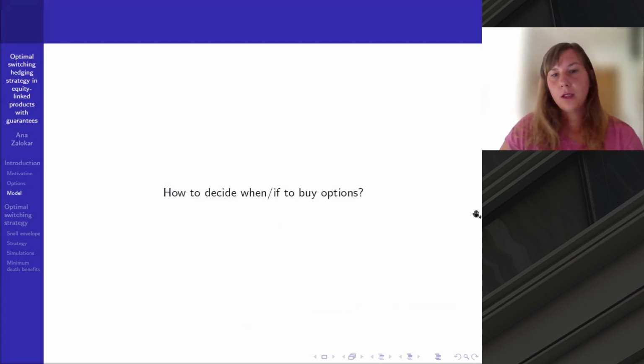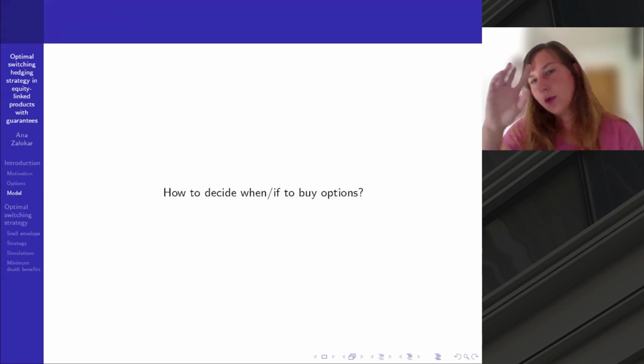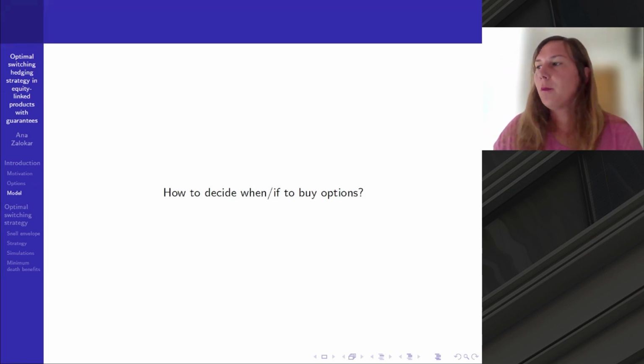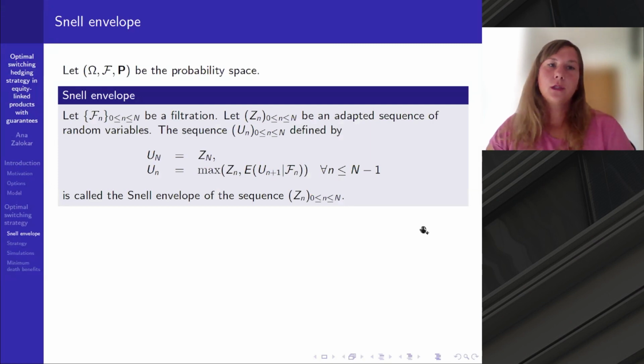Okay, so we have now a model, and we know that we would like to use options, but how to decide when to buy options or even if to buy options? So we would not like to consider the case that we buy options at the start, but we would like to consider it through the time process. So if to buy options and when is the best time to buy options if needed. And in this way, hedge the risk of shortfall. So for this when question, we use the Snell envelope.